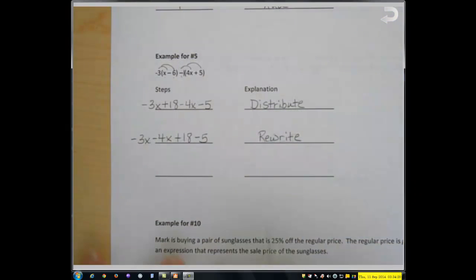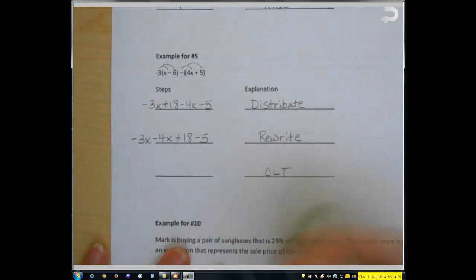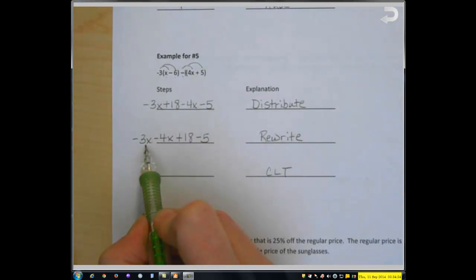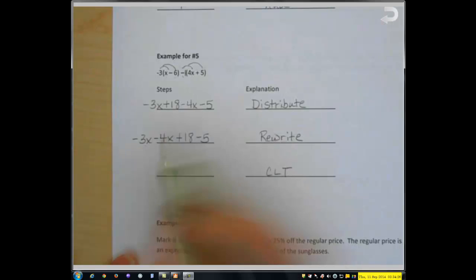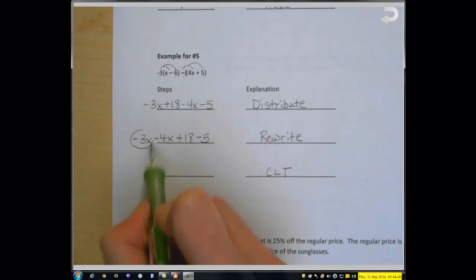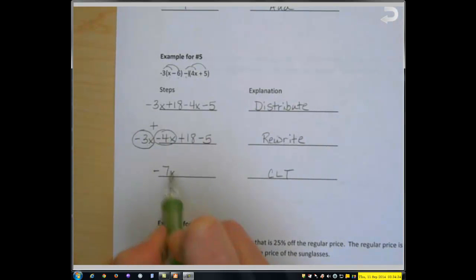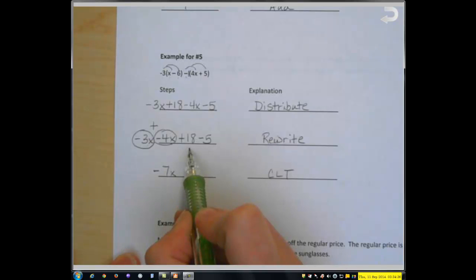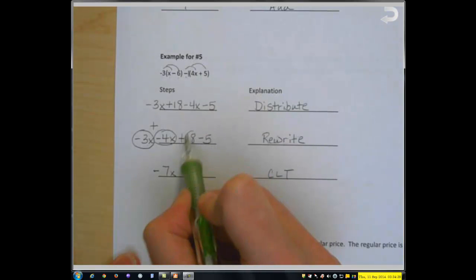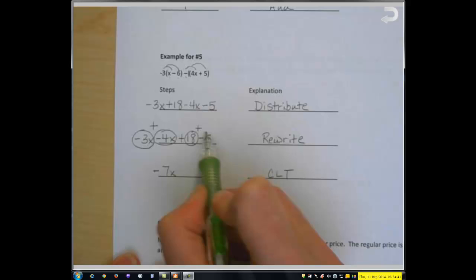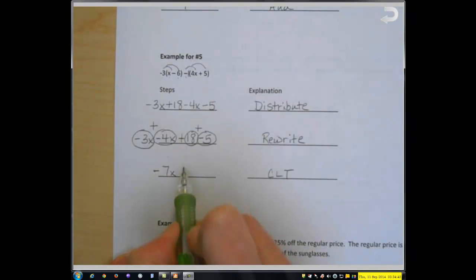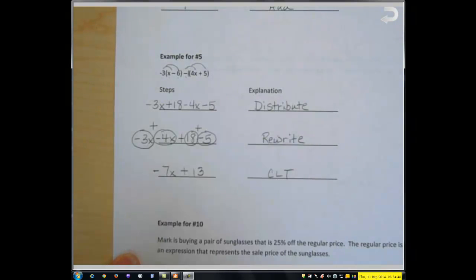Now we will combine like terms. So -3x minus 4x, or we could say -3x plus -4x would give us -7x. 18 minus 5, or we could say 18 plus -5 would give us +13.